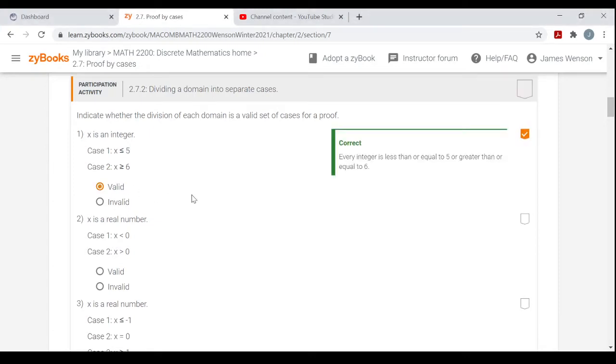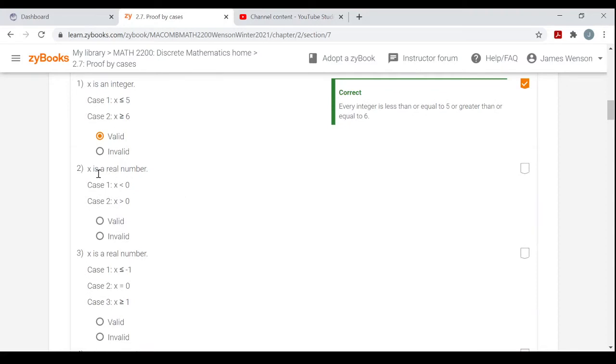Now let's do number 2 here and leave the rest to you. How about if the domain was all real numbers, not just the integers, but rationals, irrationals, and so on? Case 1, x is less than 0. That takes care of all the negative real numbers on the number line. Case 2, x is greater than 0. That takes care of all the positive real numbers. But there's one number that doesn't belong to either of these cases, and that's the number 0.